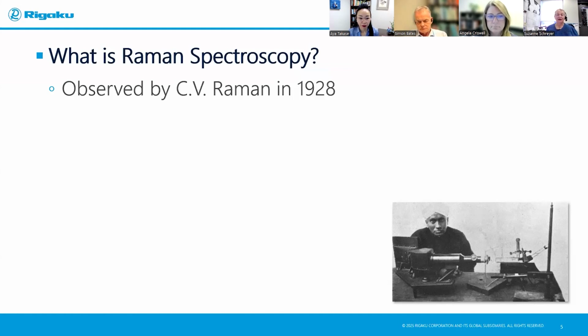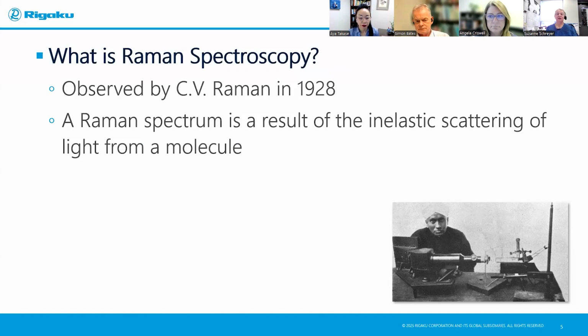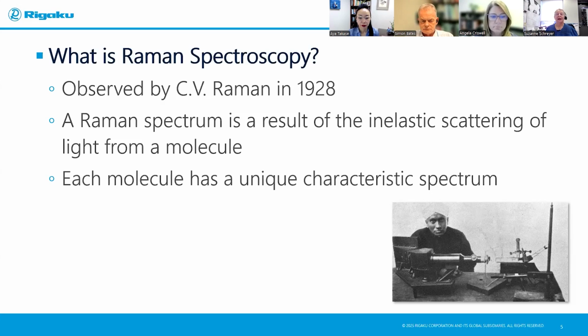At that time, his instrument took all day, basically using natural light to shine on a sample. And the Raman spectrum was the result of the light hitting the actual molecule. As it hits the molecule, it undergoes something called elastic and inelastic scattering, and that produces a spectrum. Each molecule has a very unique and characteristic spectrum, so this makes it a selective technique.